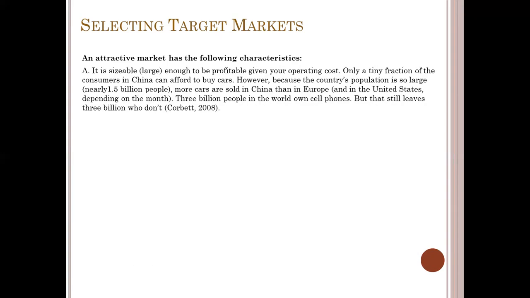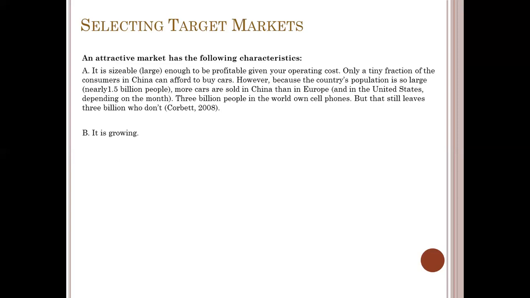First, it is sizable, large enough to be profitable given your operating costs. Only a tiny fraction of the consumers in China can afford to buy cars. This is an example. However, because the country's population is so large, nearly 1.5 billion people, more cars are sold in China than in Europe. Why? Because of their population, and in the United States, depending on the month as well. Another example is that 3 billion people in the world own cell phones, but that still leaves 3 billion who don't.